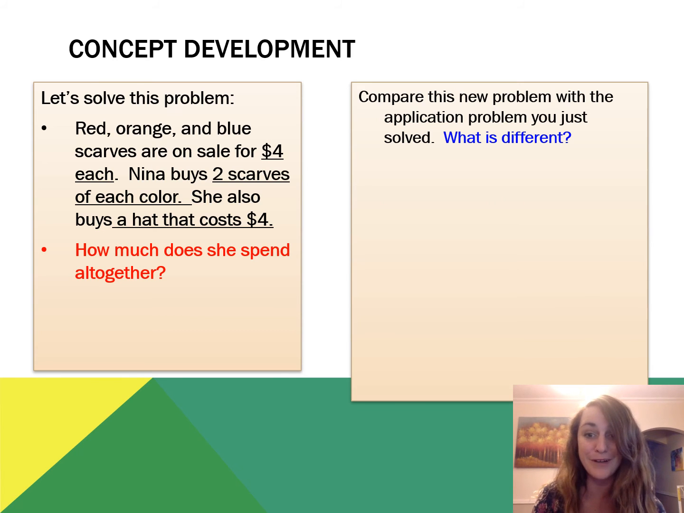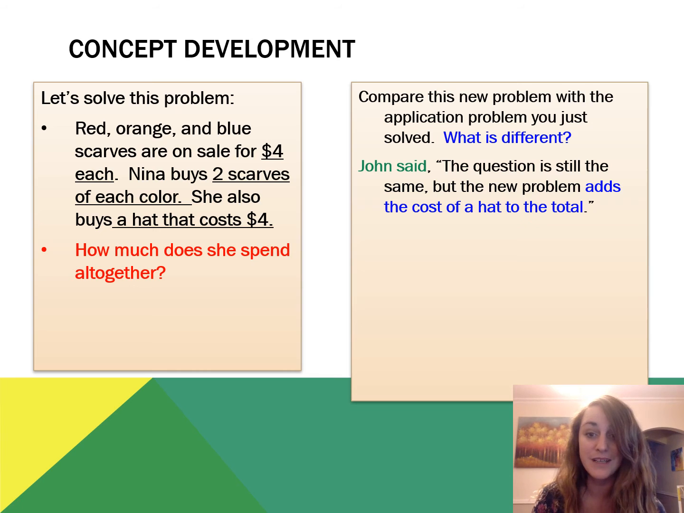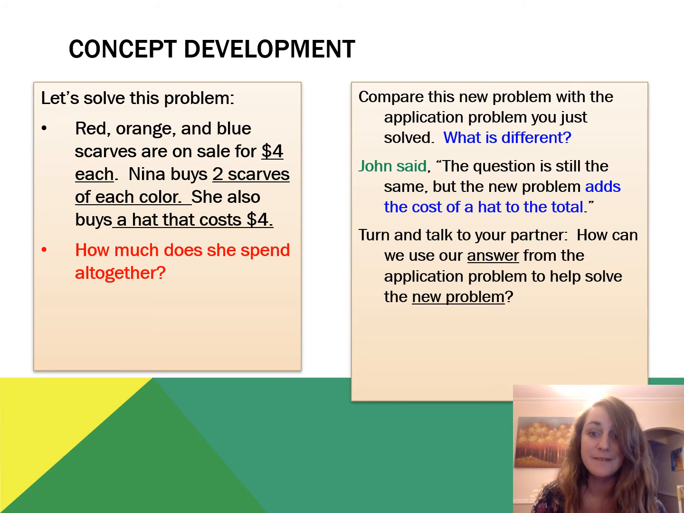Compare the new problem with the application problem you just solved. What is different? The question is still the same, but the new problem adds the cost of a hat to the total. How can we use the answer from the application problem to help solve the new problem?